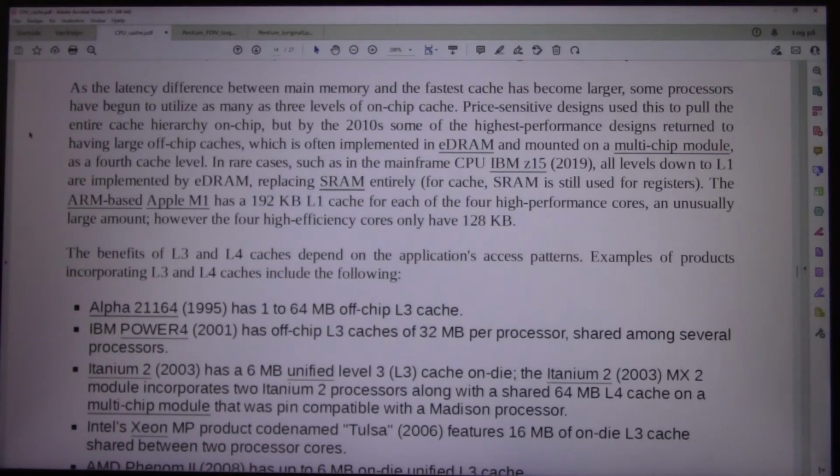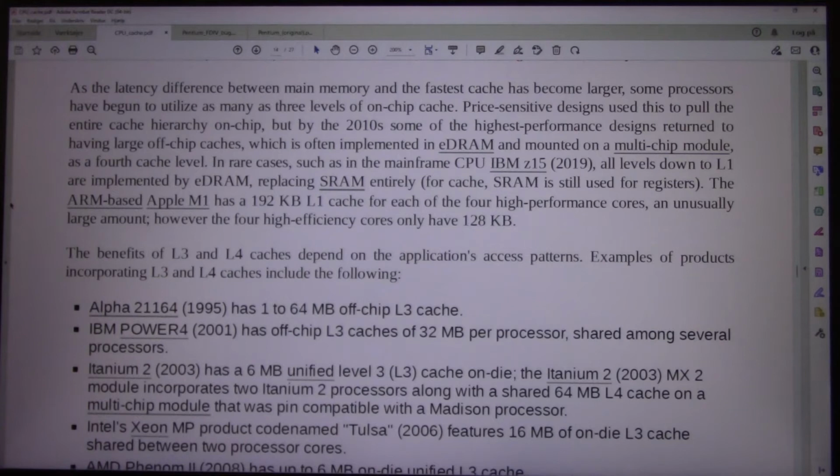Price-sensitive designs used this to pull the entire cache hierarchy on chip. But by the 2010s, some of the highest performance designs returned to having large off-chip caches, which is often implemented in eDRAM and mounted on a multi-chip module as a fourth cache level. In rare cases, such as in the mainframe CPU IBM z15, 2019, all levels down to L1 are implemented by eDRAM, replacing SRAM entirely.